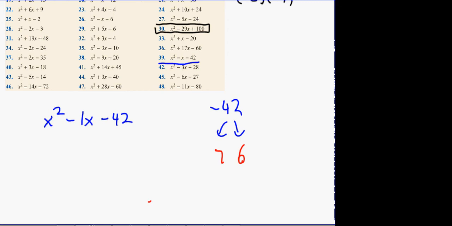Now let me explain why. If you use 7 minus 6, 7 minus 6 is plus 1, not minus 1. That means that what we've got to use is minus 7 plus 6. And what we get here is x minus 7 and x plus 6. If we were to multiply this out, what would we get? That there.